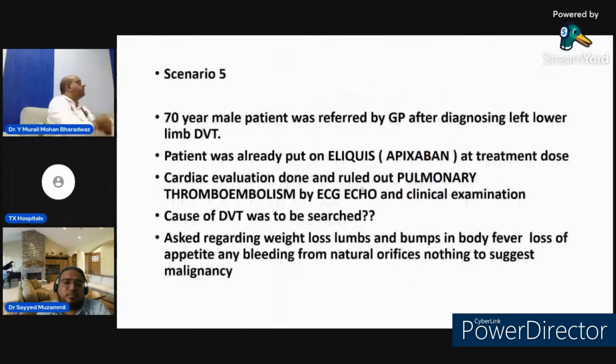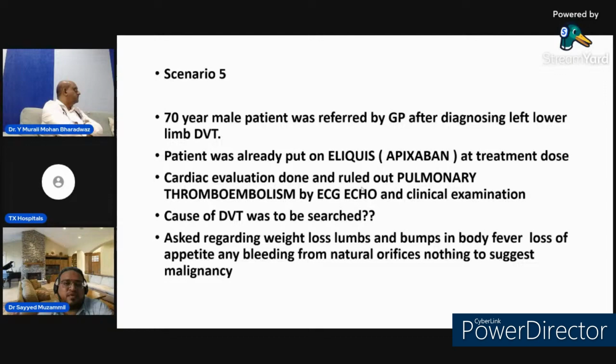He was referred to me by a general practitioner after diagnosing that he had developed left lower limb DVT, and he had already put the patient on Eliquis and sent him to me for cardiac evaluation. When I saw him in OPD, I realized that his ECG and echo were normal, and clinically he did not have tachycardia or hypoxia, and there was no evidence of pulmonary embolism. And I advised them to continue Eliquis as treatment for his DVT. But again, I was searching for the cause of DVT.